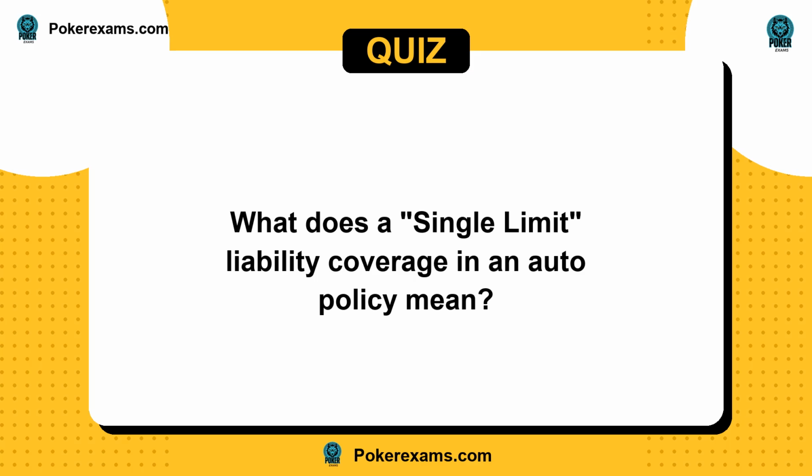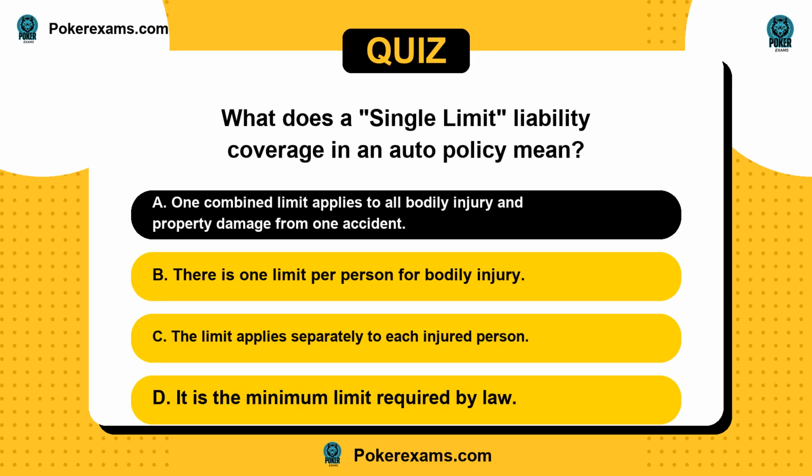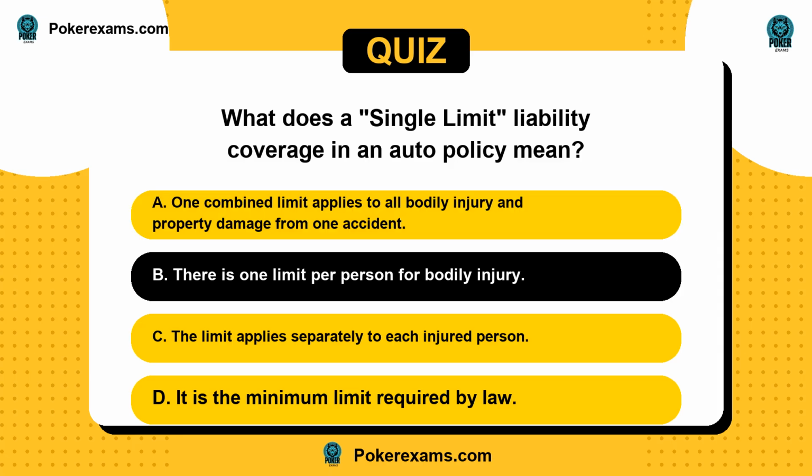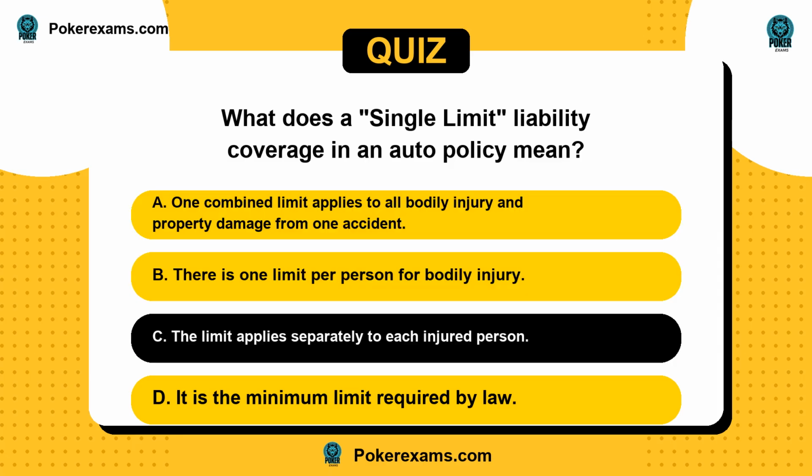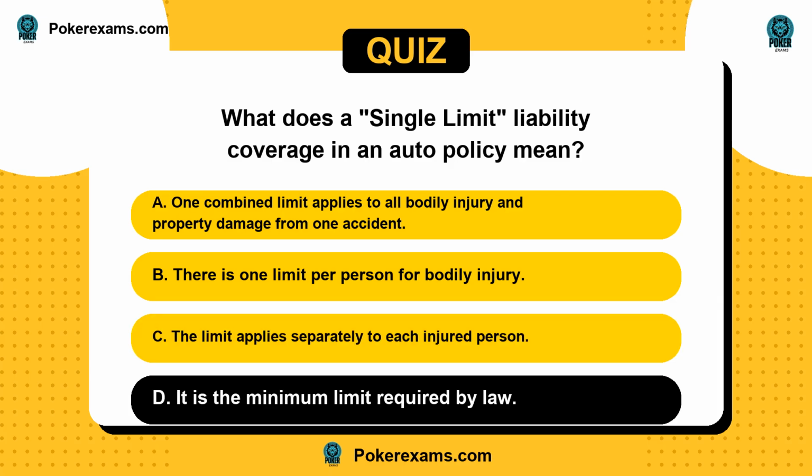What does a single limit liability coverage in an auto policy mean? Is it A, one combined limit applies to all bodily injury and property damage from one accident? Or B, there is one limit per person for bodily injury? C, the limit applies separately to each injured person? Or D, it is the minimum limit required by law?